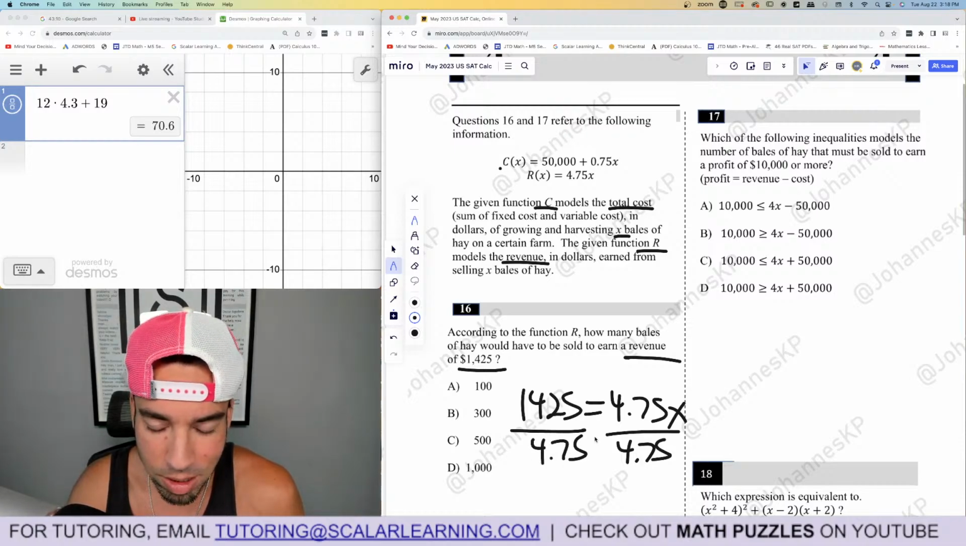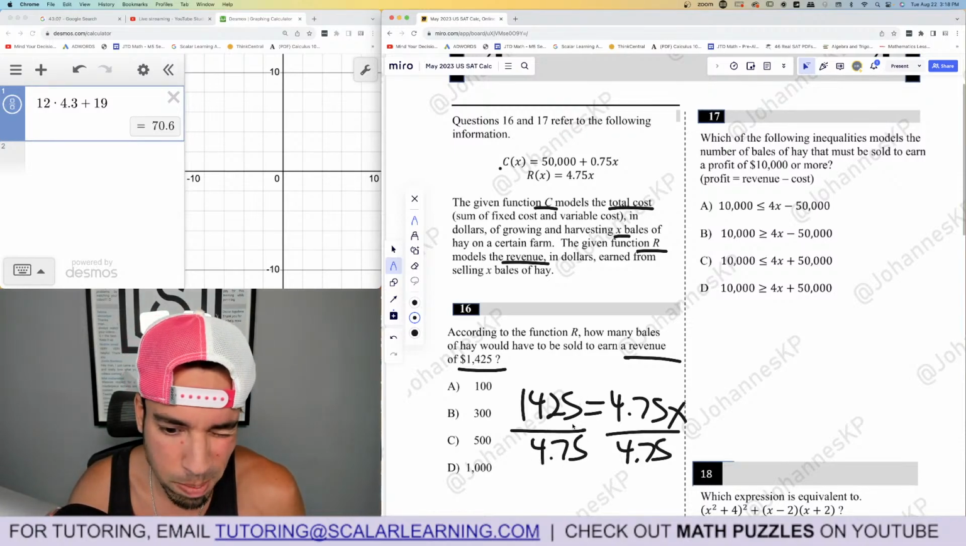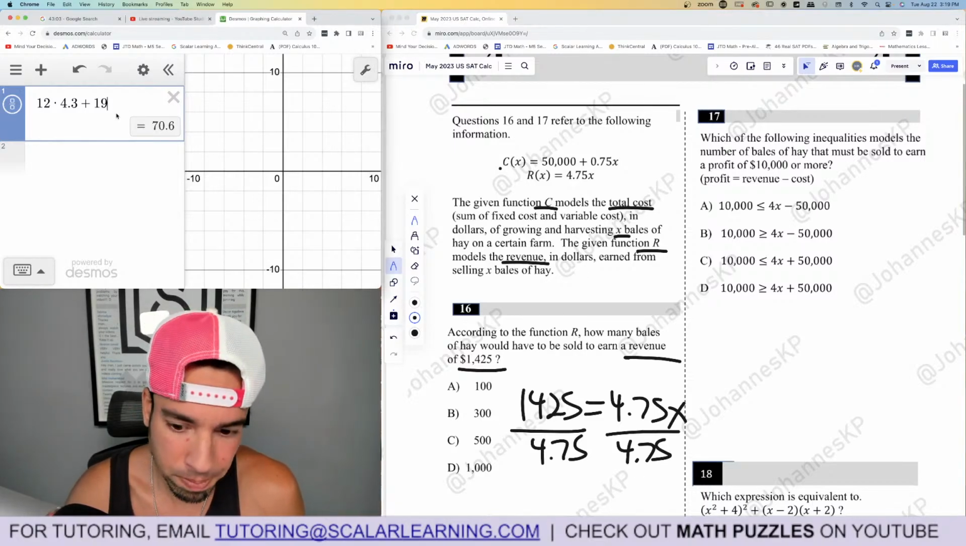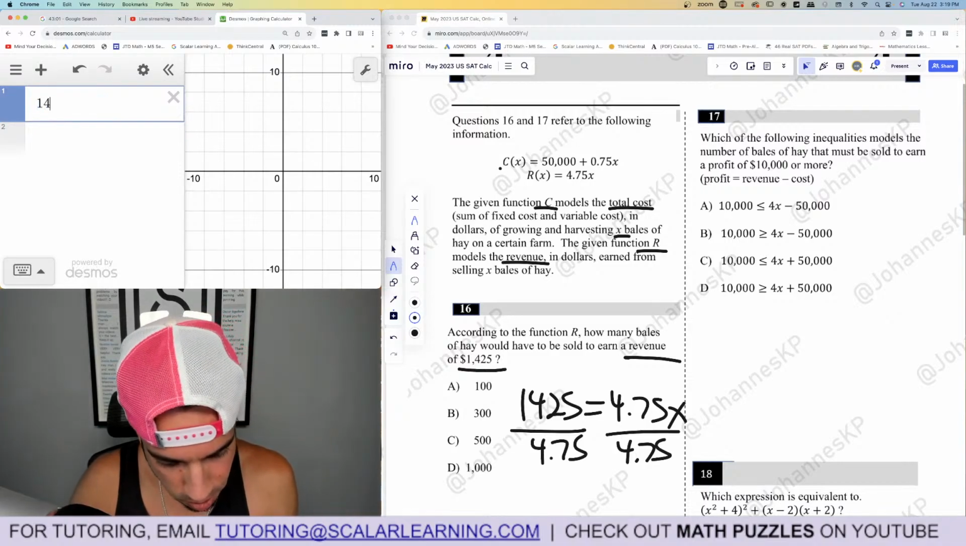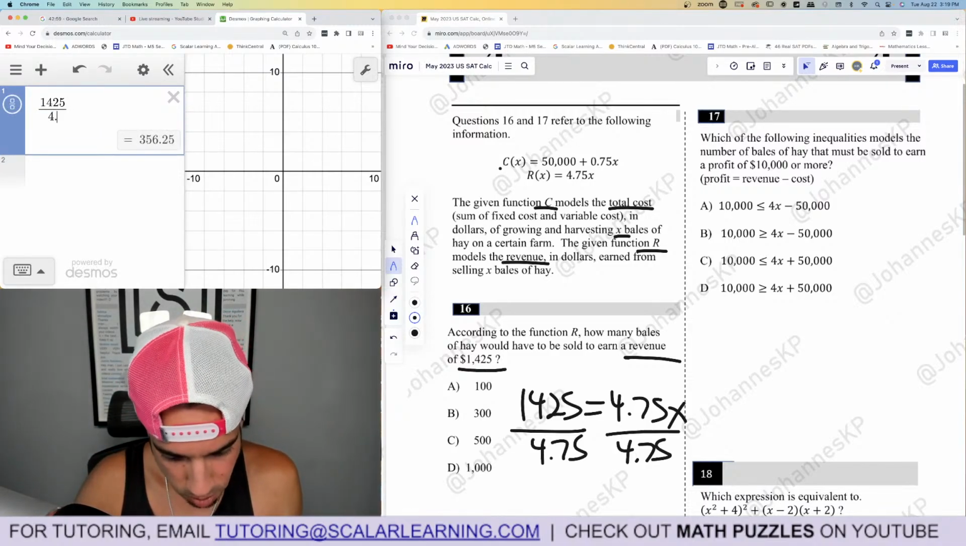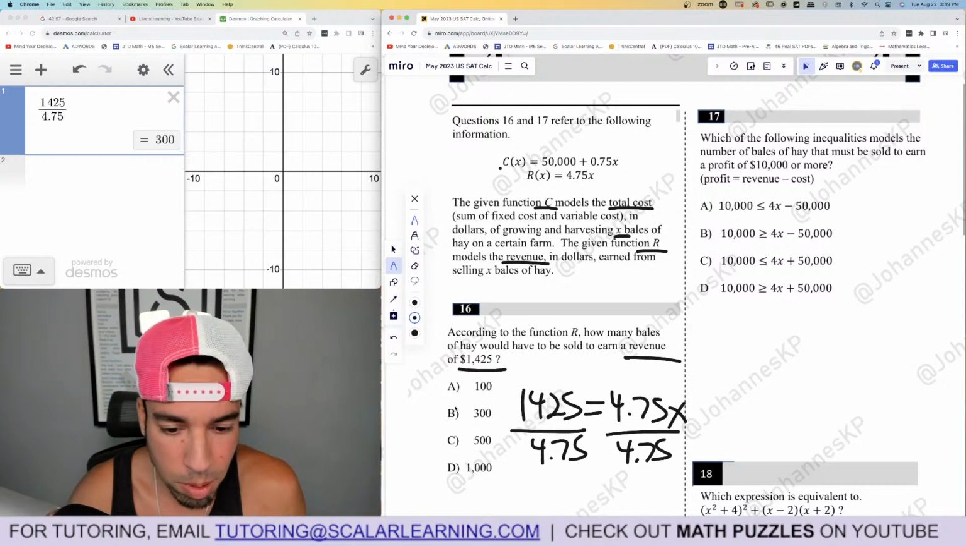Although, can I estimate this? It's like dividing by 5, which should be about 300. But let's double check. 1425 divided by 4.75, and the answer is 300.